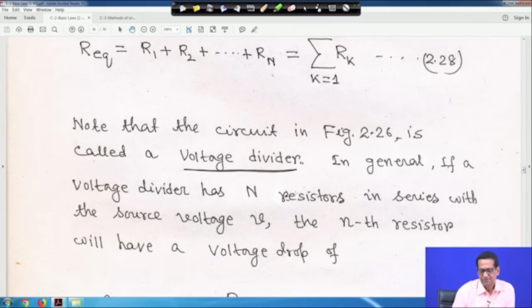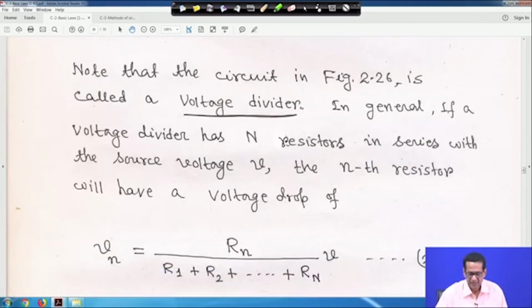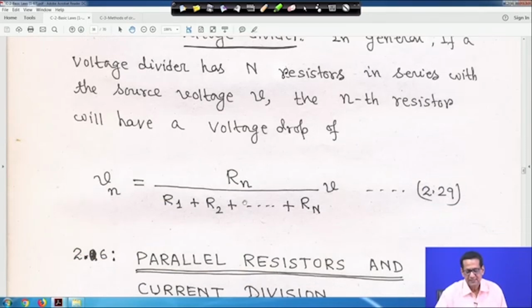In general, if a divider has n resistors in series with the source voltage V, the nth resistor will have a voltage drop of this form. If you have Vn, and the nth resistor is Rn, then Vn should be equal to Rn upon R1 plus R2 up to Rn, into V, because of the current I. Just a minute, I will make it for you.